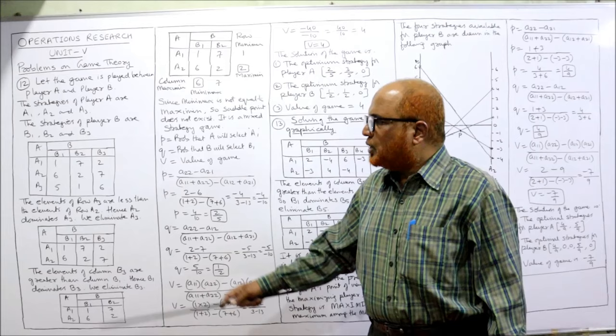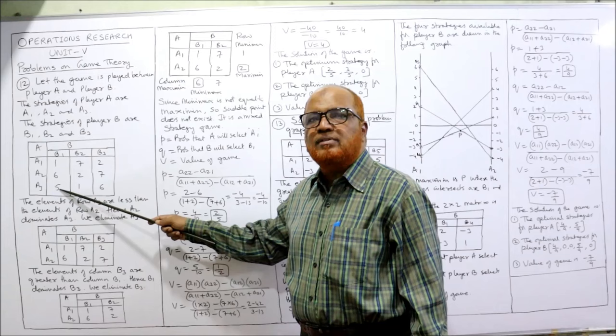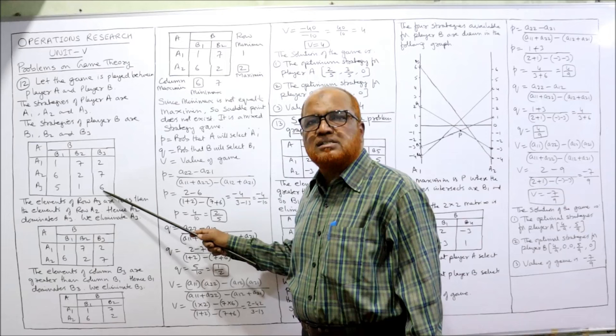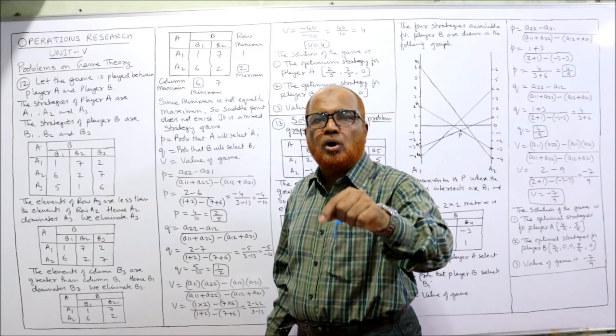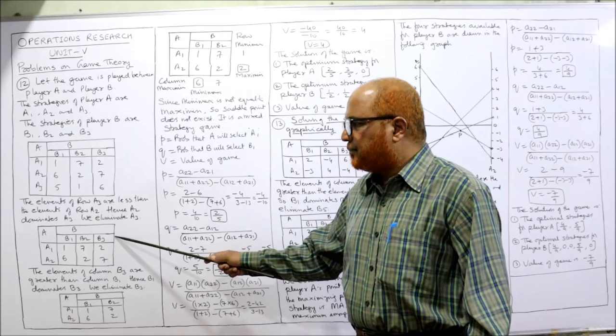So if you compare A2 and A3, here 6, 5: 5 is less. 2, 1: 1 is less. 7, 6: 6 is less. So what do you observe? All the elements of row A3 are less than the elements of row A2. So A2 dominates A3. We eliminate A3. We remove A3, then we will have only A1 and A2.